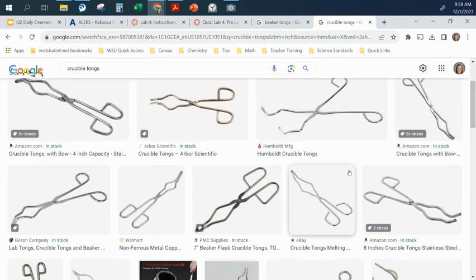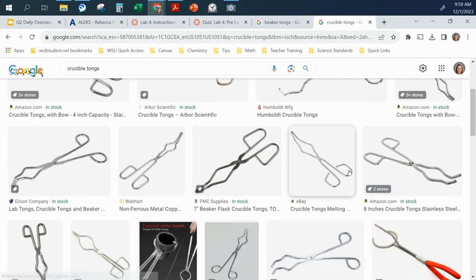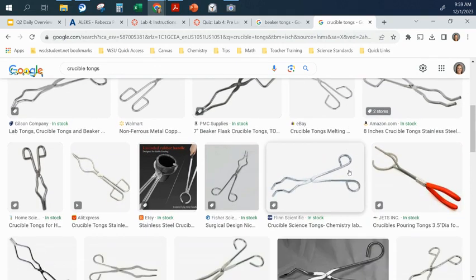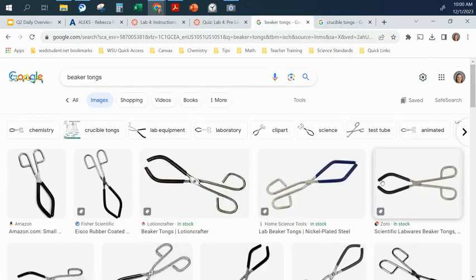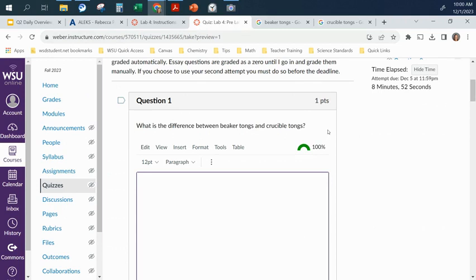So what do you notice about crucible tongs? They don't have rubber. Great. This is where you pick things up mainly with crucible tongs. They pinch together and you can get a really good grip on the crucible and move it around. The beaker tongs have that rubber around the middle, or you can hold the beaker around the middle with those rubber tongs.